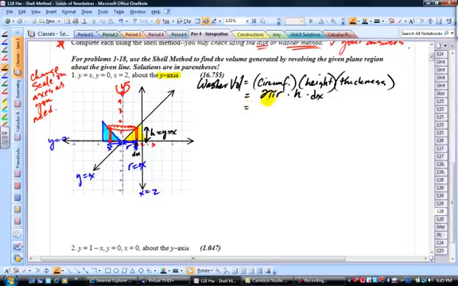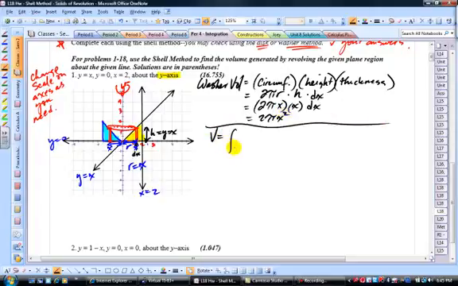Actually, let's define the washer volume first. So we get 2 pi times x, that's your circumference, times the height, which is x, dx. And that's 2 pi times x squared, and that's a washer volume. Now we need to find the exact volume. We're going to integrate from our bounds of the region. It goes from 0 to 2. So 0 to 2 of 2 pi x squared dx.